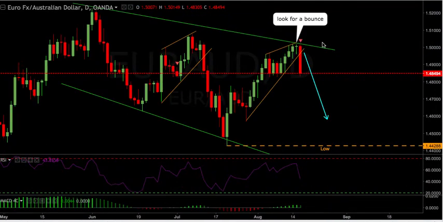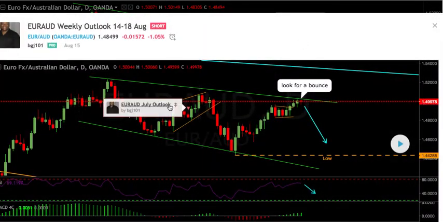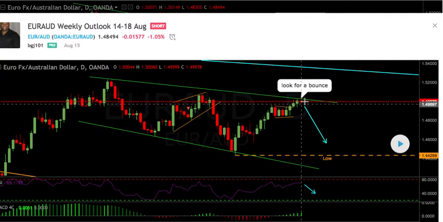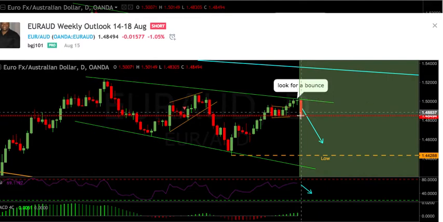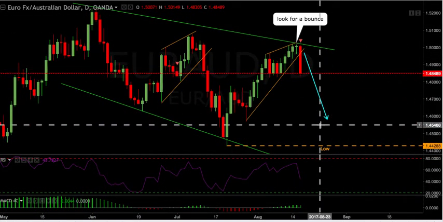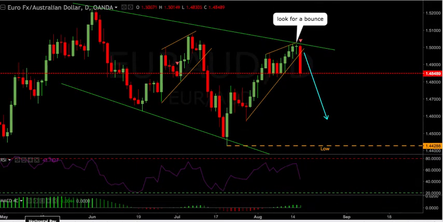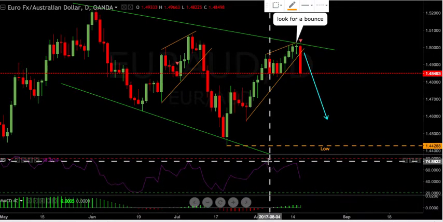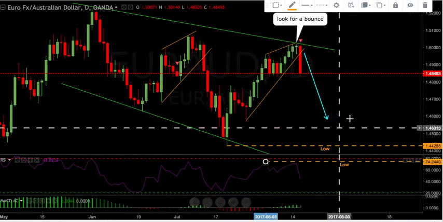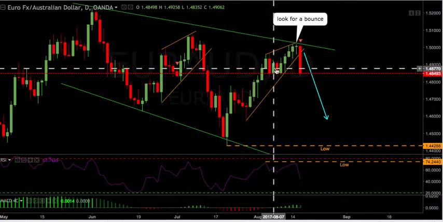So let's look at what I said was going to happen. So here's my weekly outlook. At my weekly outlook that I posted on the 15th, I said to look for a bounce here. Why did I say look for that bounce and catch this nice bearish impulse? Because on my RSI, look here, my RSI was already showing divergence since last week.